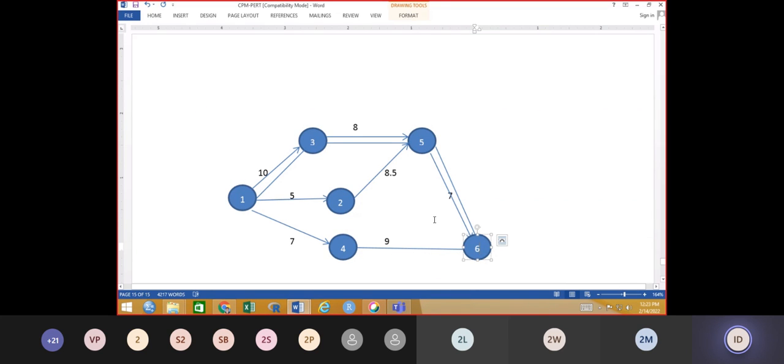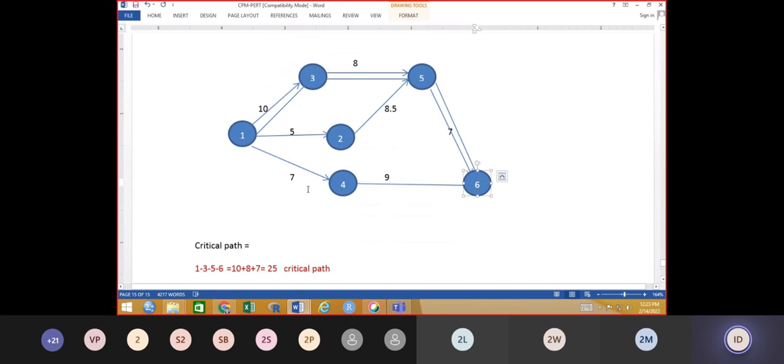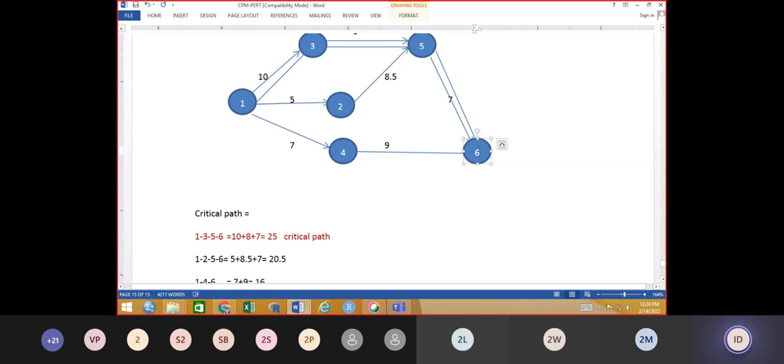First of all, find out the total number of paths. The first path is 1 to 3, 3 to 5, and 5 to 6. So 1 to 3 duration is 10, 3 to 5 duration is 8, and 5 to 6 duration is 7, total 25. Second path, 1 to 2, 2 to 5, and 5 to 6.